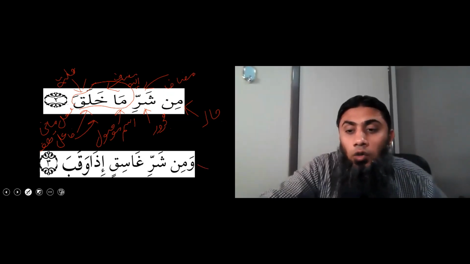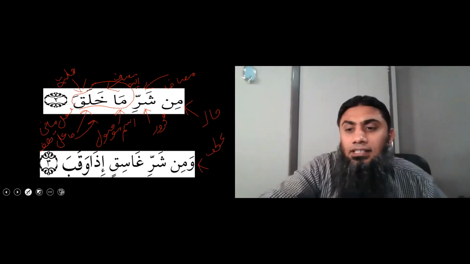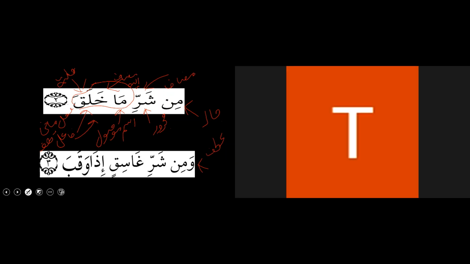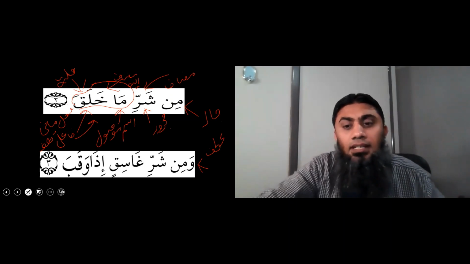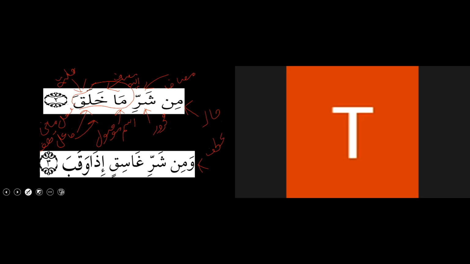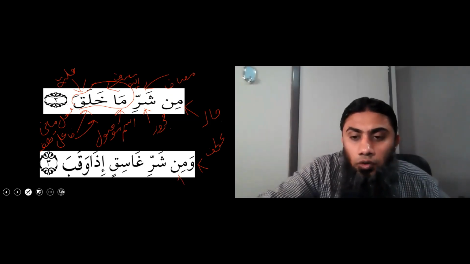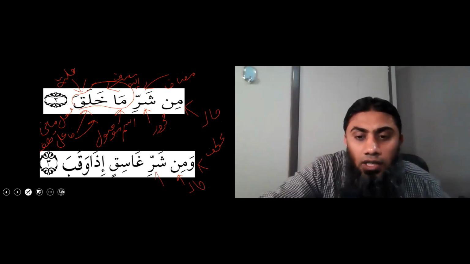Wow. This wow is a harf ataf, which means it is a conjunction. This wow is connecting the coming sentence with the previous sentence. What was previous? Min sharri ma khalaqa. What is coming? Min sharri ghasikin iza waqab. So these both are connected to each other with this wow. Again, we don't need to go into detail. We know that min is jar. We have discussed in the above ayah already. Sharri is in the role of majroor.